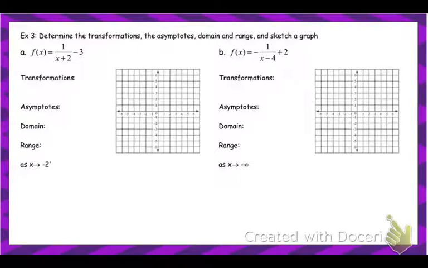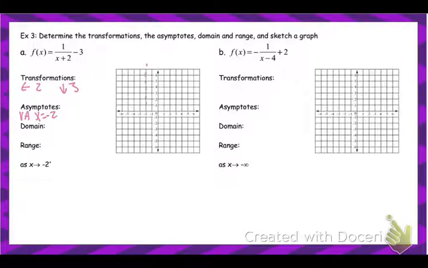So transformations, remember, if it's near the x, it's horizontal. So x plus 2 is going left 2. Minus 3, that's your vertical, that's going down 3. So when this shifts the graph, it's also going to shift the asymptotes. So my vertical asymptote is going to shift left to x equals negative 2.